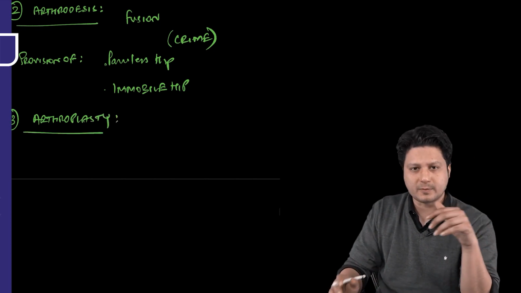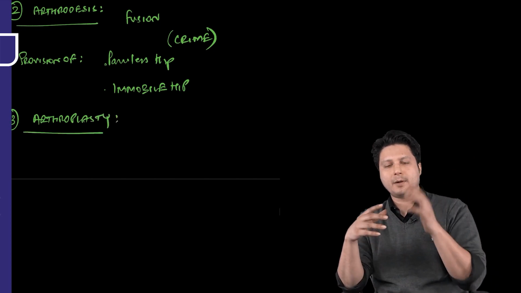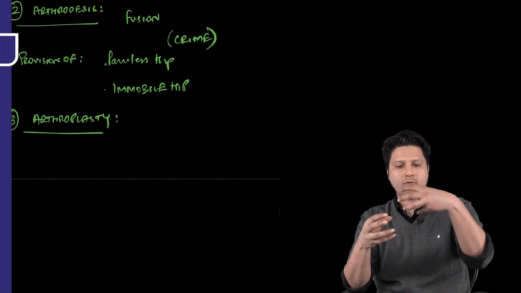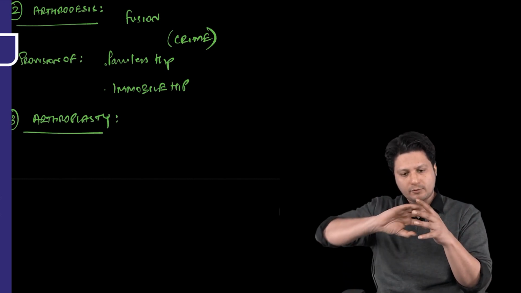That means total hip replacement. Then you will say that total hip replacement is performed by placement of the implant. You have to go for the acetabular cup, you have to go for the stem, you have to go for the head, and you have to go for the insert.